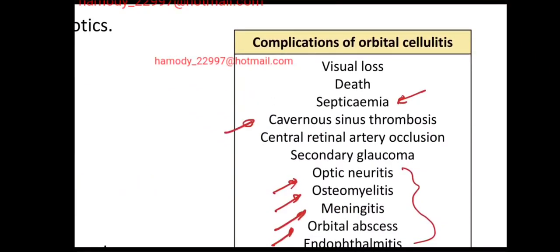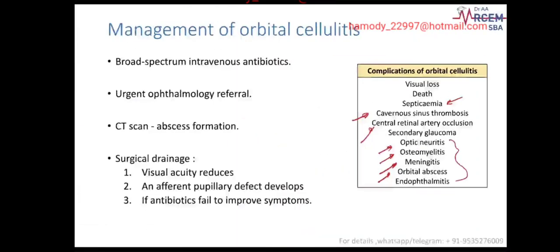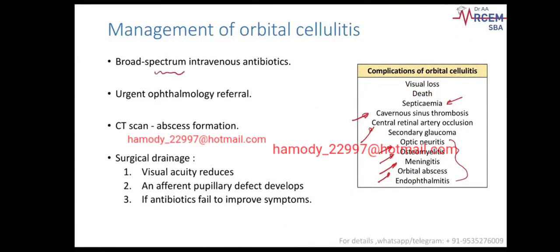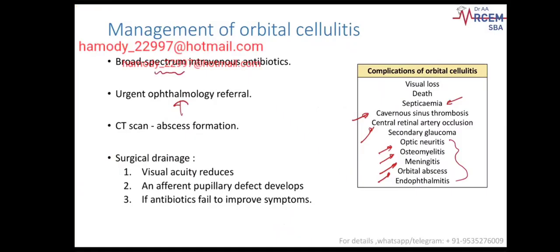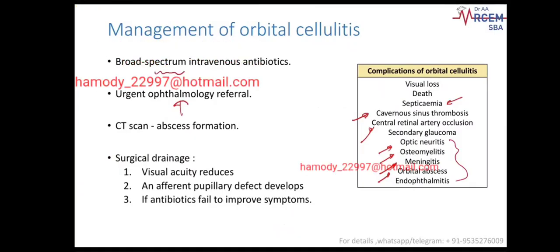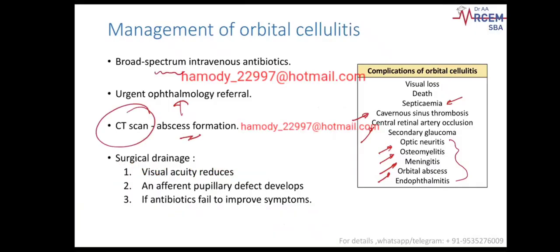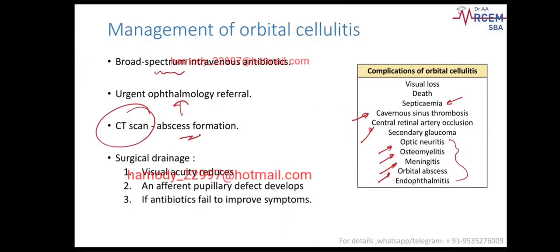It can cause cavernous sinus thrombosis or central retinal artery occlusion. So many complications it can cause. That's why we need to take it seriously and treat it with broad spectrum antibiotics. Immediately involve the ophthalmologist. If you're suspecting an abscess formation, always get a CT scan. High grade fever not responding to the antibiotics, then you need to suspect an abscess might be there. Get a CT scan done.